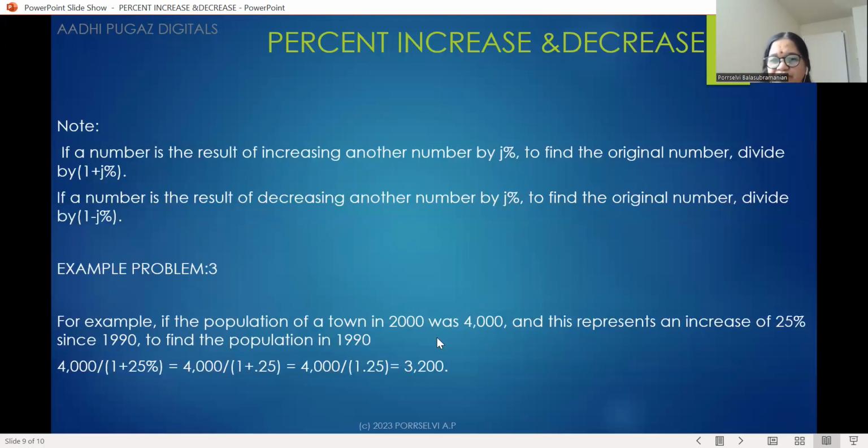So 4,000 divided by 1 plus 25%, because this represents a 25% increase from 1990 to 2000. We need to convert the percentage to a decimal. So 4,000 divided by 1.25, we are getting 3,200. So in 1990, the population was 3,200. In 2000, it was 4,000. So the increase is 800, and 25% of 3,200 is 800.